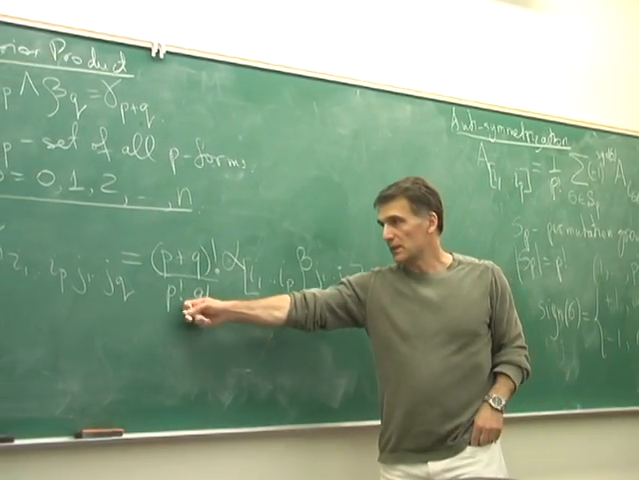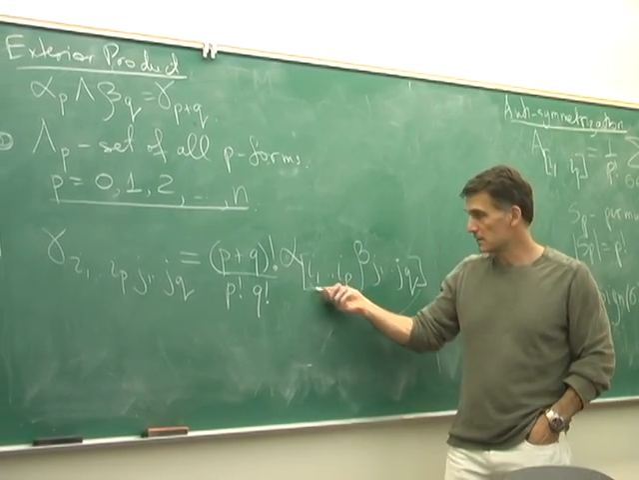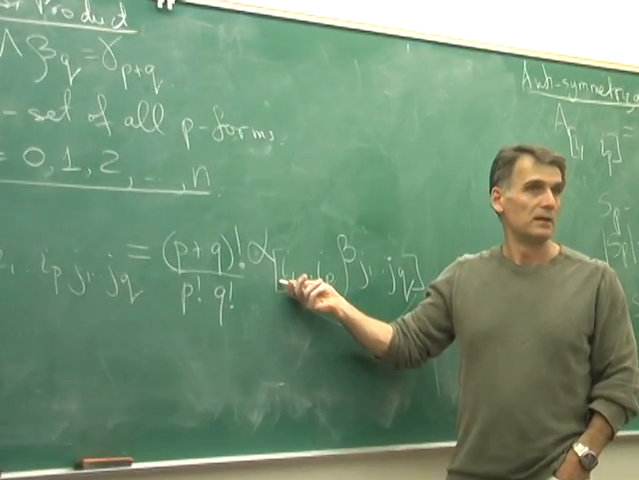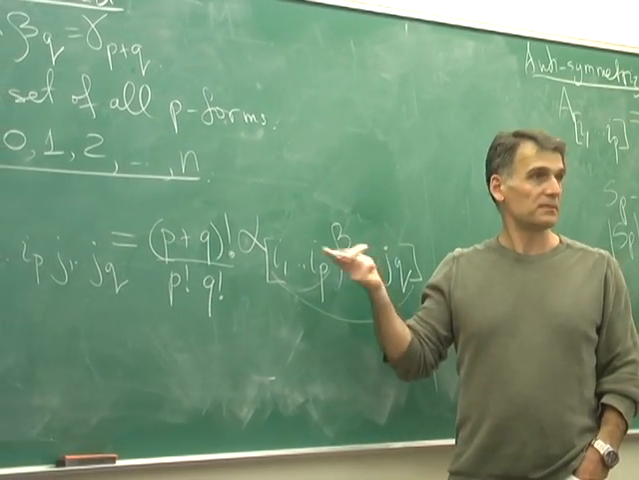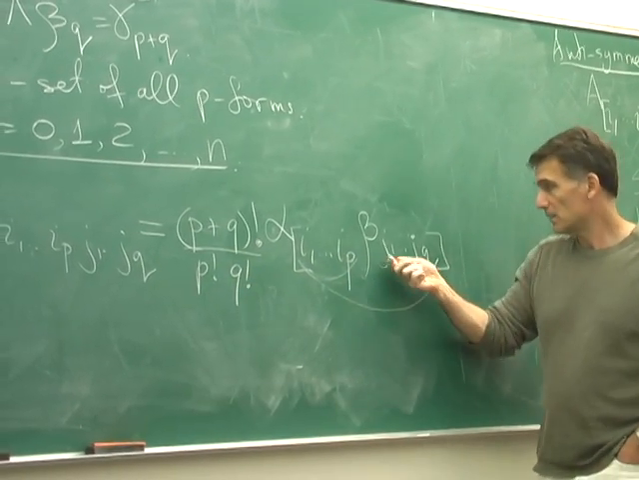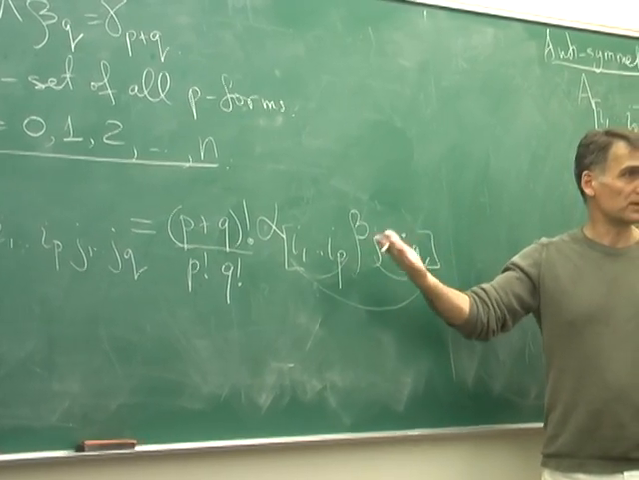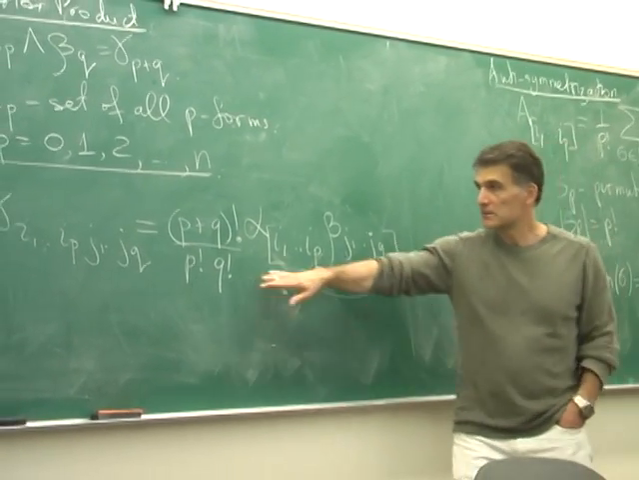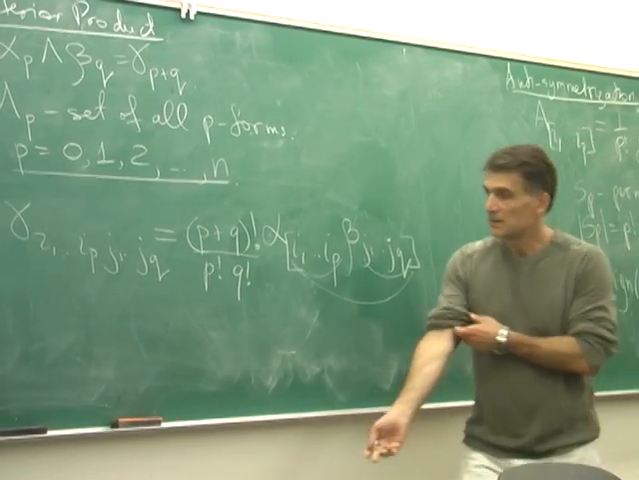And then why do you divide by p factorial? Because this antisymmetrization includes in particular antisymmetrization over this. But it is already antisymmetric, so it will produce p factorial equal terms, and that's why you're dividing by that. And the same, it will include antisymmetrization over these indices, which produce q factorial equal terms. And so if you do that, then it will give it. Okay? So that's the exterior product.